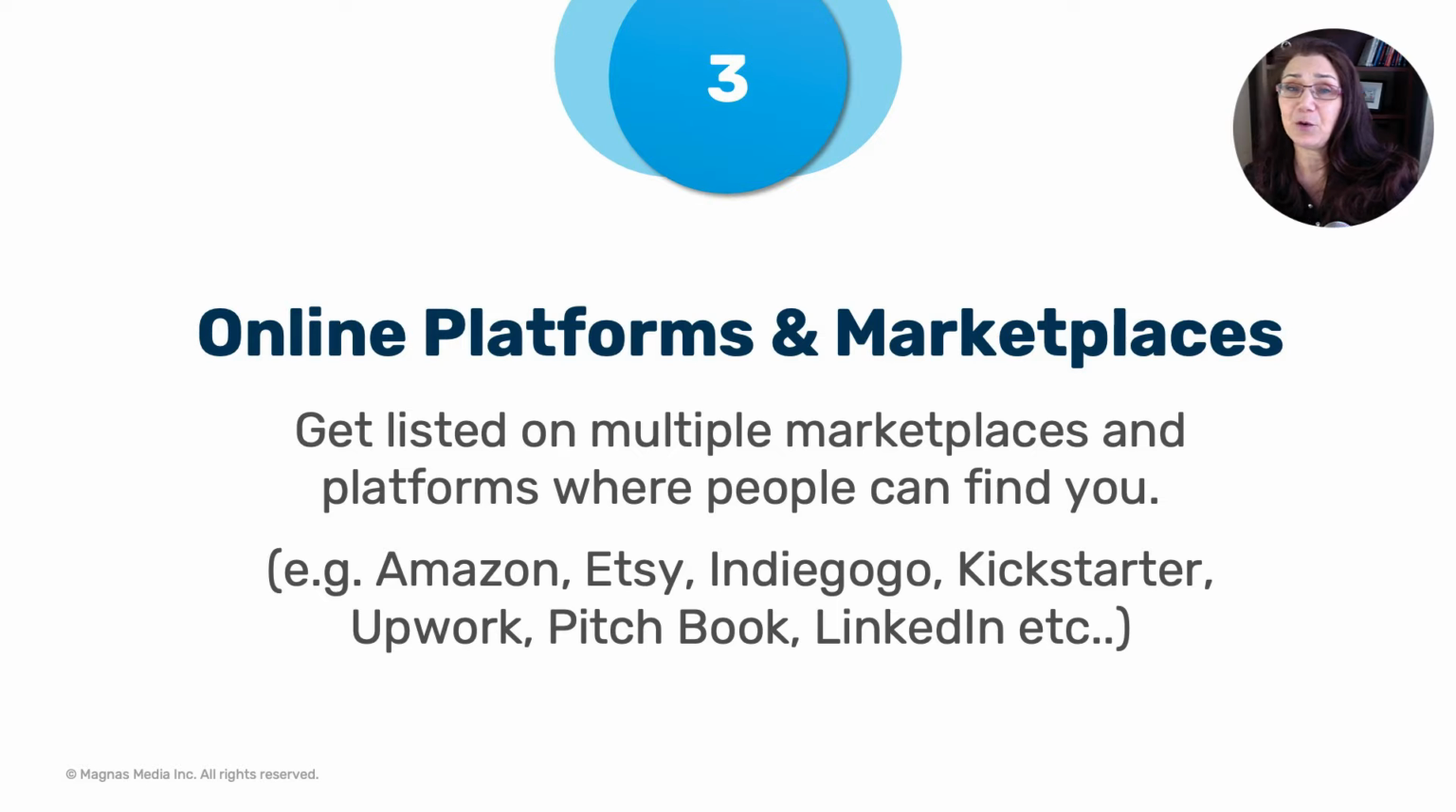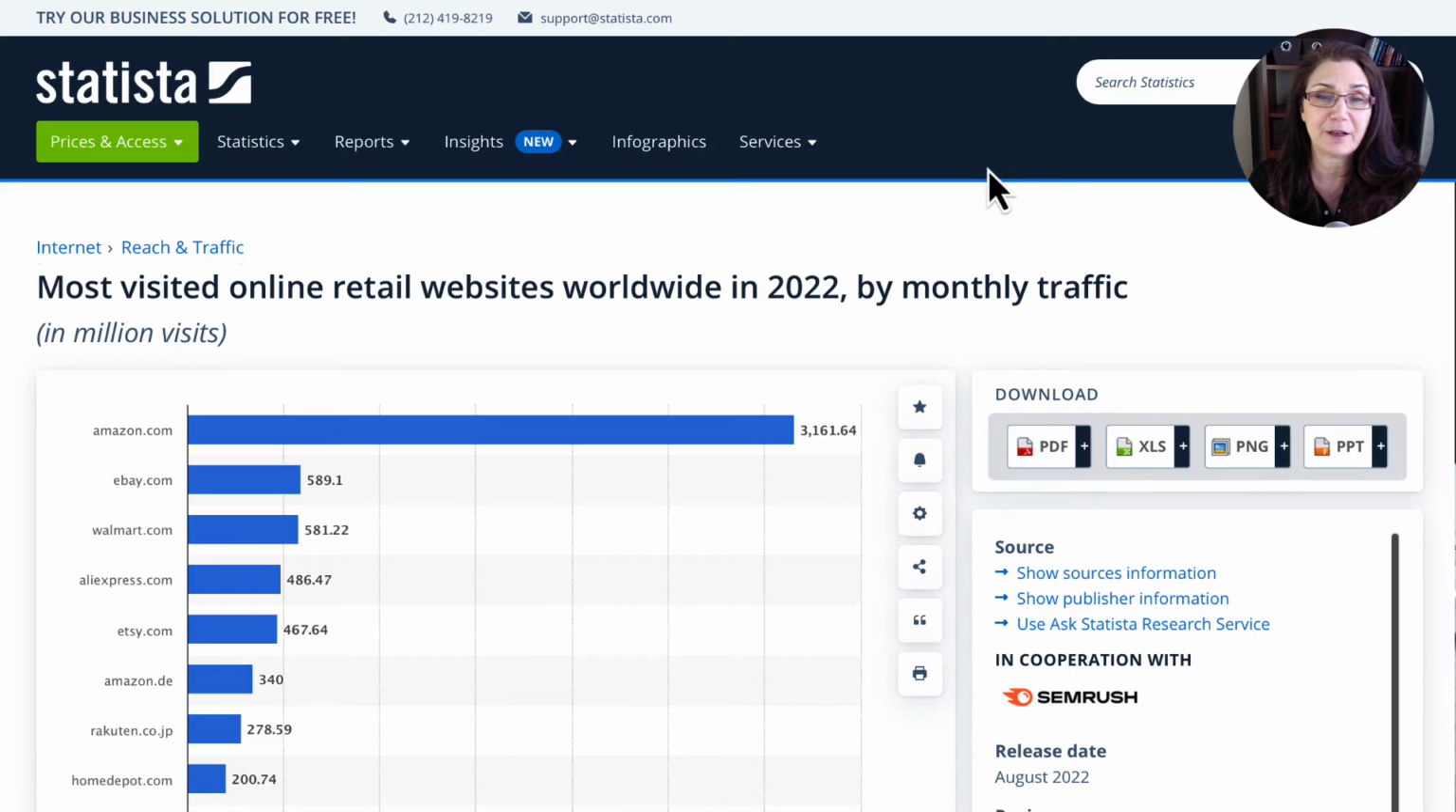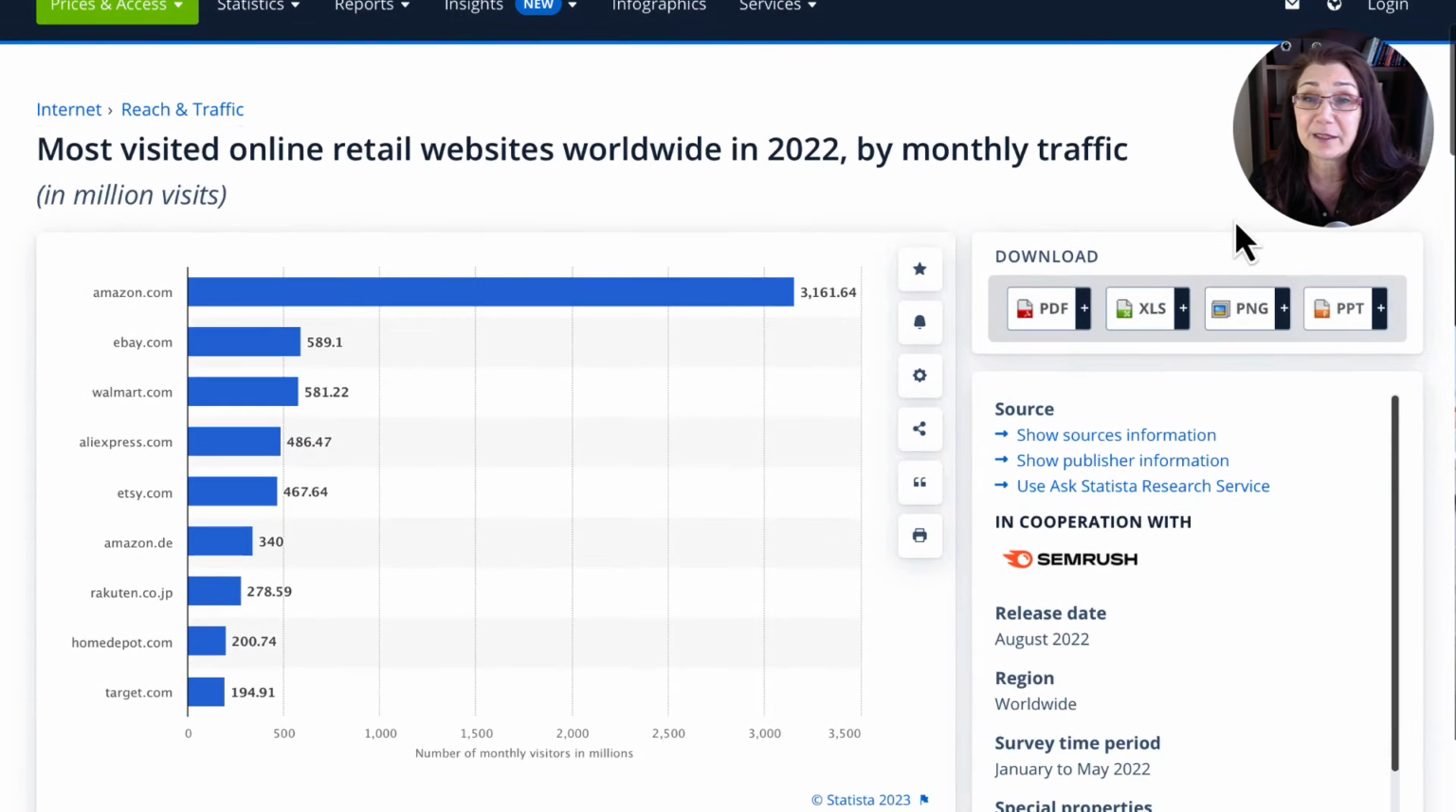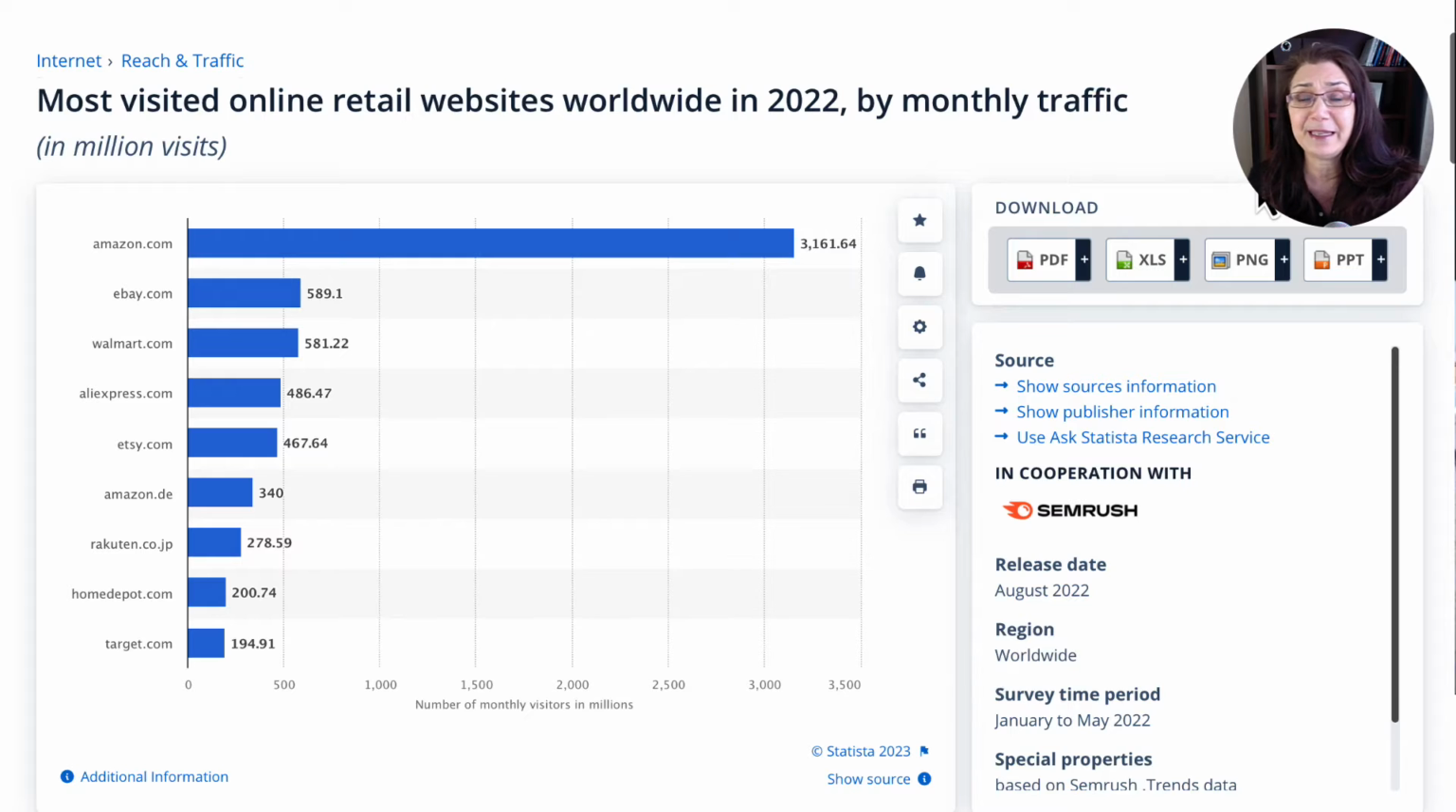Now, the third tip here would be to use online platforms and marketplaces. So get listed on multiple marketplaces and platforms where people can find you, because people go to these websites specifically because they're looking for something. So for example, on Amazon or Etsy, if we're looking here at the chart from Statista, you can see here that Amazon and eBay and Etsy are some of the top visited websites in the world, because people are going to these websites specifically looking for something to buy.